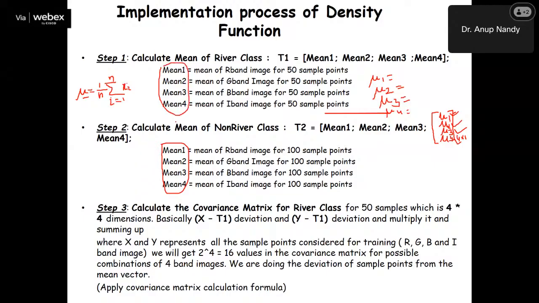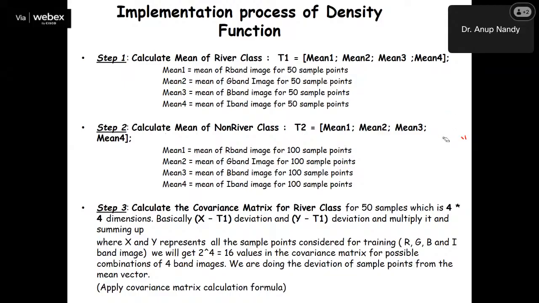So mu1, mu2, mu3, mu4. Similarly, also mu1, mu3, mu3, mu4. Now next, you have to calculate this covariance matrix for this river class. So now you need to find out this covariance matrix. Okay, so how to find this covariance matrix? I already explained to you.